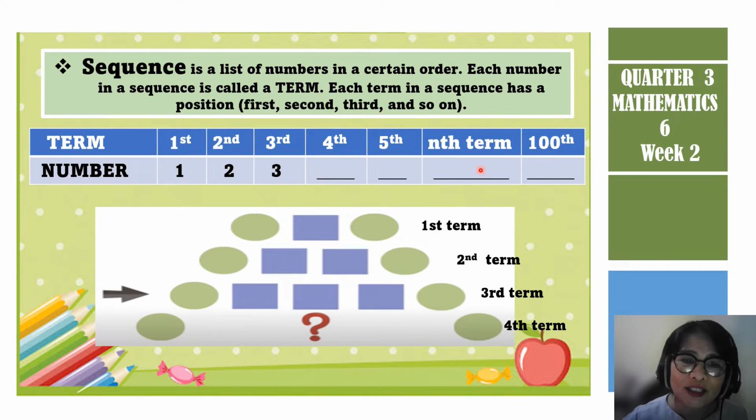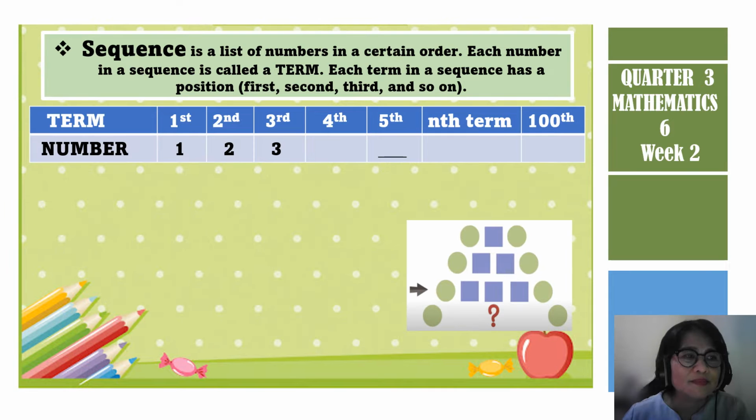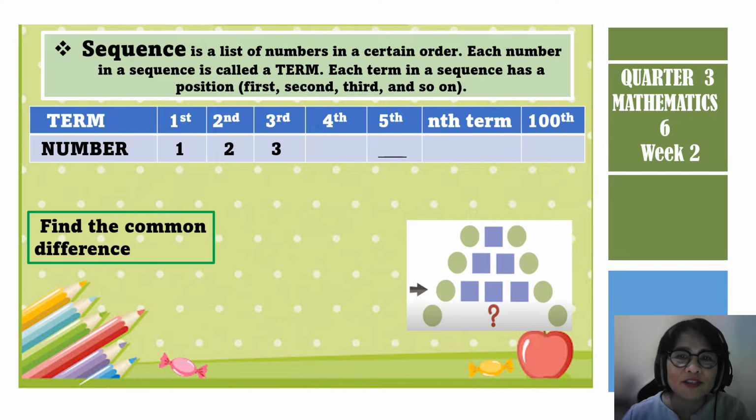Ngayon, nilagay ko dito ang nth term. Dito natin isusulat ang mabubuo nating formula na gagamitin para makahanap pa tayo ng pang-100 na term na mas mabilis. Now, to find the nth term, we should find first the common difference between the first and the second term.